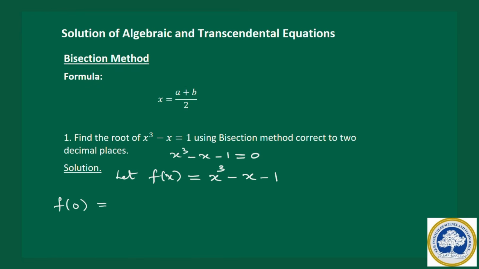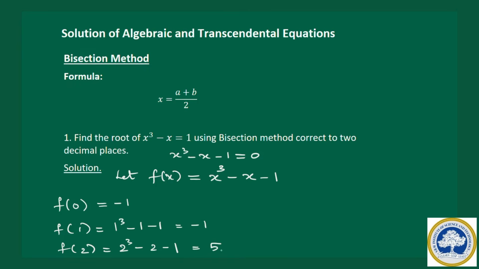So f of 0 is equal to minus 1. Put here x is equal to 0. Similarly, f of 1 is 1 cube minus 1 minus 1, so this is also minus 1. Again f of 2 is 2 cube minus 2 minus 1. So 2 cube is 8, 8 minus 3 is plus 5.